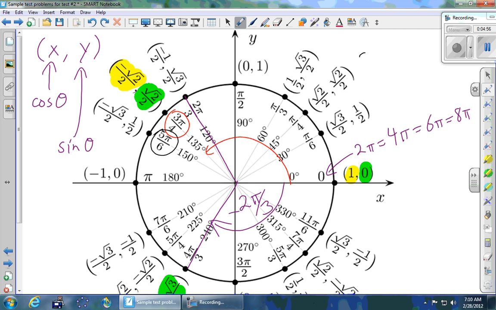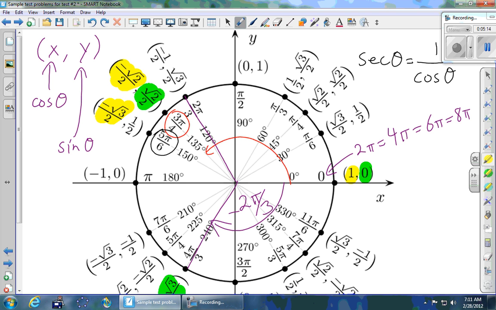Secant, let's see. So we need to know what the secant is in terms of either sine or cosine. And hopefully we know that secant is 1 over, and then you have to put the right thing down here. Secant is 1 over the cosine. And so what is the cosine of 5 pi over 6?